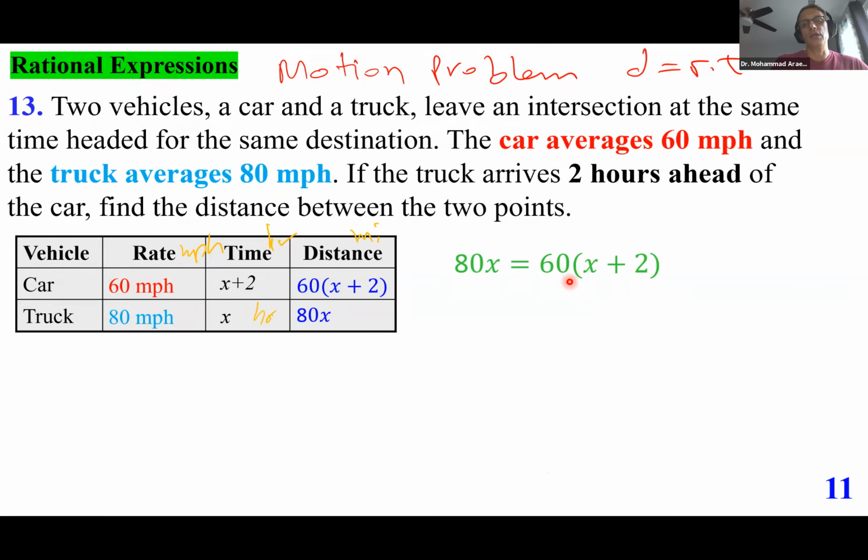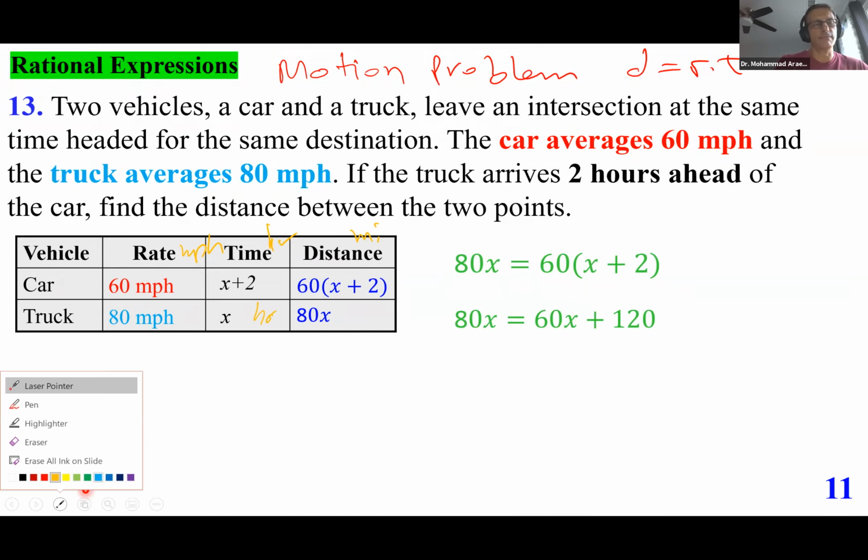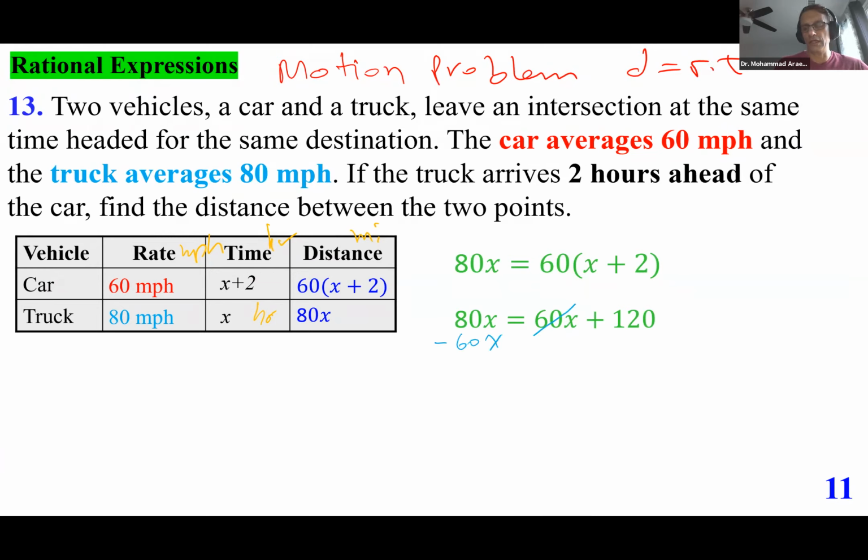We set them equal, we distribute, and this becomes 60X plus 120. We are going to subtract 60X from both sides. We get 20X equals 120, and X becomes 6 hours. Now, it's extremely important to see what the question was asking. The question is asking for the distance, everybody, not the time. What does it mean? We are not finished.